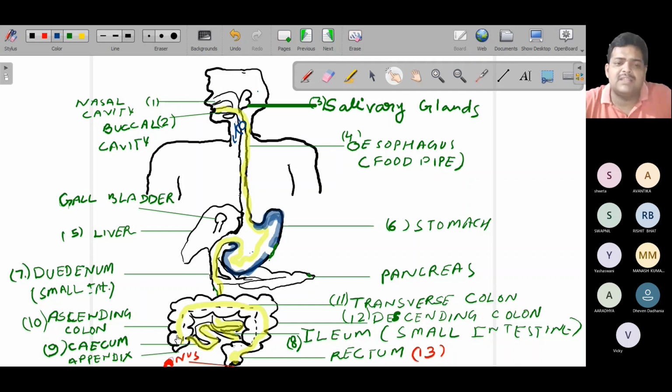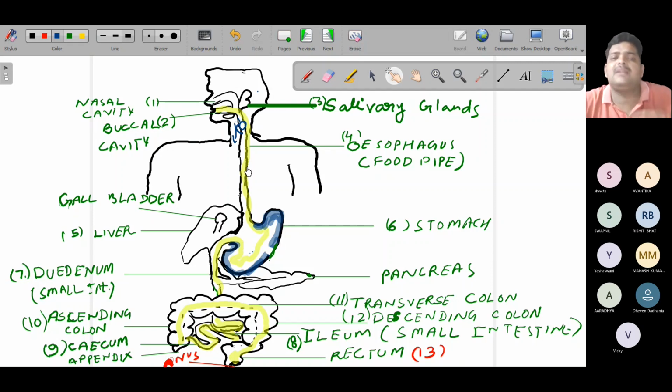This complete part is your large intestine. It is called the large intestine because its diameter is large. Its length is not more than the small intestine. Its length is small, but the diameter of the large intestine is large. That is why it is called the large intestine.